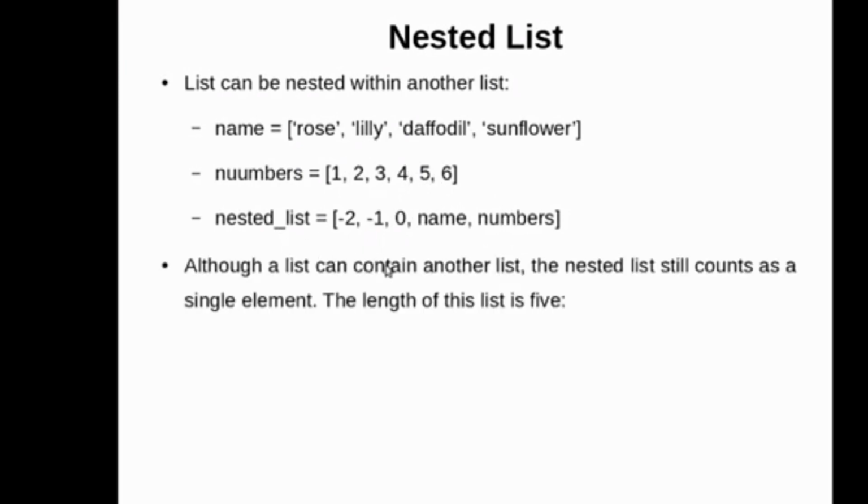Although a list can contain another list, the nested list still counts as a single element. This is very important. If we see the number of elements in the nested list here, there are only 5 elements: 1, 2, 3, the name is the fourth one and numbers is the fifth one. There are only 5 elements in the list. Even though name contains many other elements, it is still considered only one element in the case of a nested list. This we'll see before we proceed further.